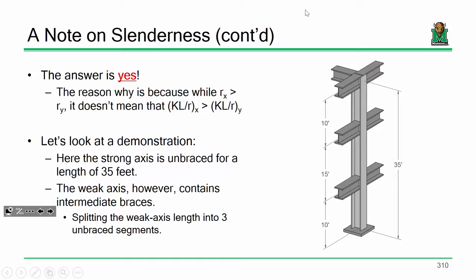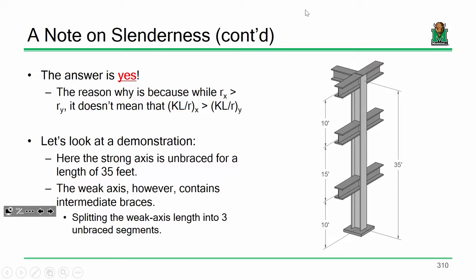This column would be something you'd be very likely to find at something like a hotel. You go into the lobby, and the lobby can sometimes extend over a couple of floors. So this is one of the columns, let's say, in the lobby. Here's the second floor of the hotel, here's the third floor, and here's the fourth floor. But out here's the lobby, so you've got that one column that's being braced in one direction, but not in the other. Does that make sense?